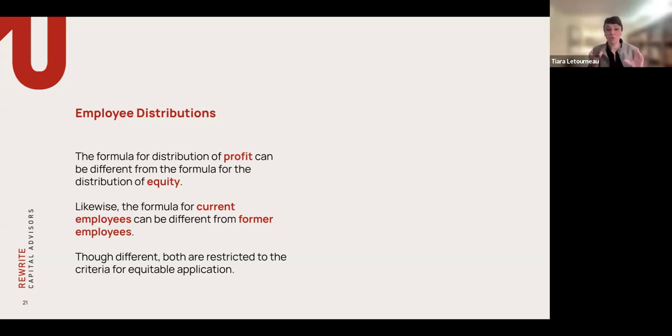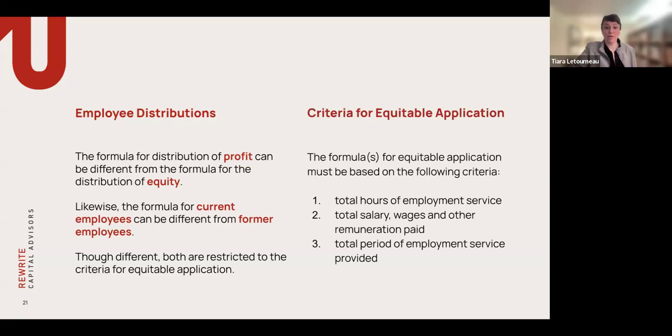So those are sort of the two main ways that these work. And you can do either profit or equity or both. And you can do it for current employees and or former employees. So you actually can run multiple formulas inside of the trust, and they should be aligned with your values, your vision, and what it is that you are trying to reward. So lots of decision making to happen here, which is why it needs to be done thoughtfully.